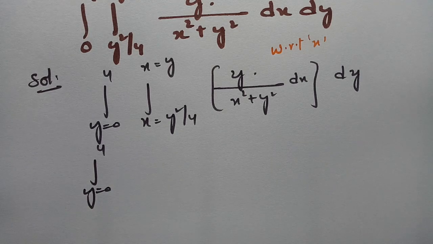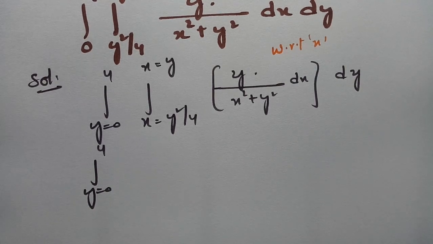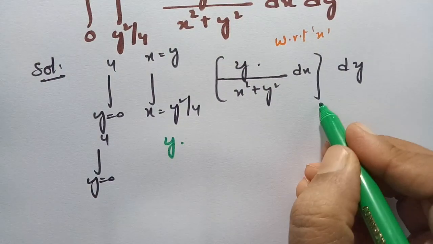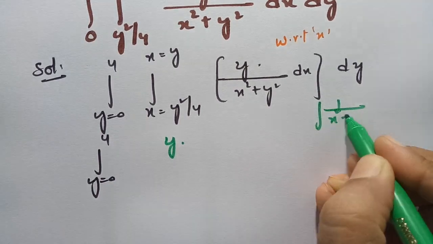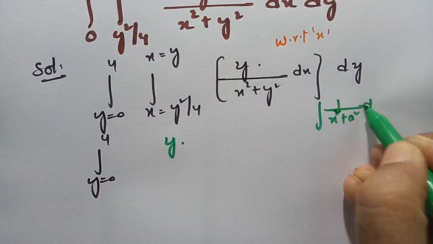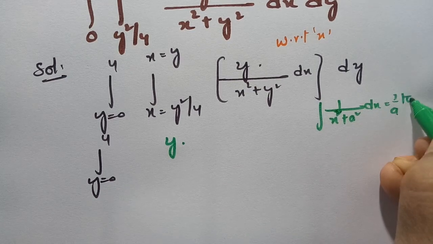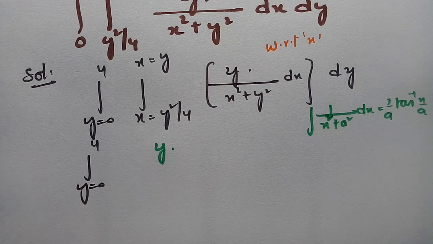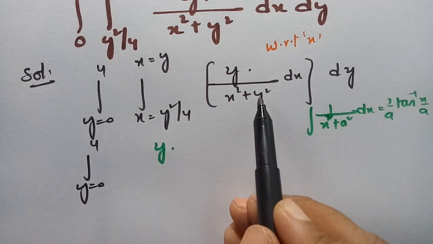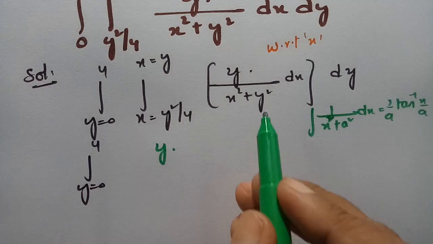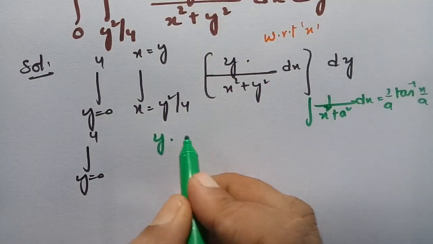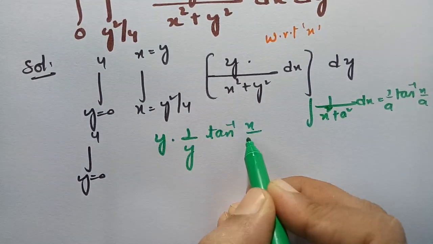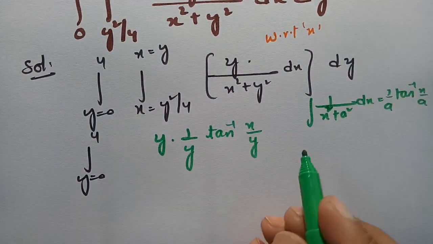When we are integrating with respect to x, y will be a constant. So y I am keeping aside. And see, we have a formula that the integral of 1 by x square plus a square dx is equal to 1 by a into tan inverse of x by a. See here, in place of a we have y. So this will be 1 by y, tan inverse of x by y.